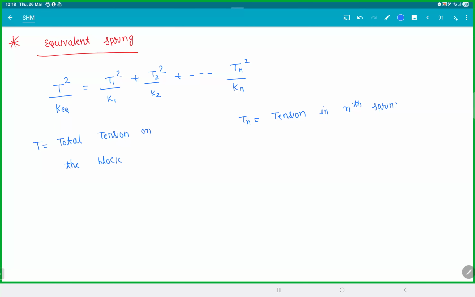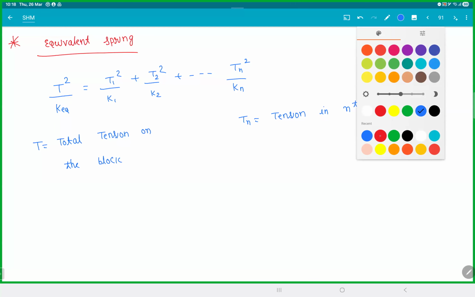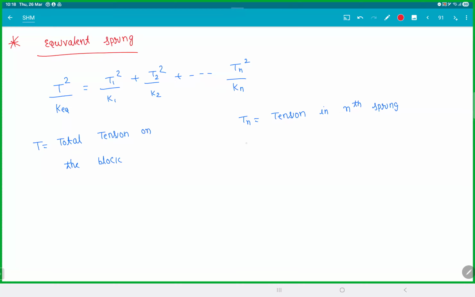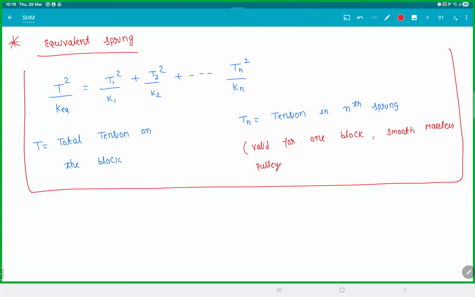So if there are 20 springs, you can still use this. Only problem, this is valid only for one block and smooth pulleys. You should have only one block; you can have 1,000 springs and this will still work. Valid for one block and smooth massless pulleys. You should definitely mug up this result. Saves you a lot of time, quite useful. Later on in other chapters also like NLM and all, you can use this.